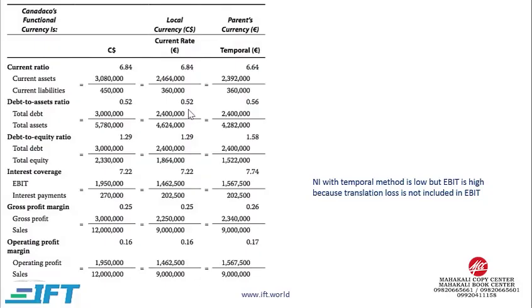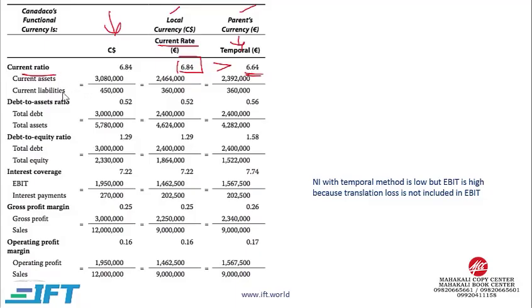In our example, the foreign currency strengthened. So what is the impact on the current ratio? The current ratio is current assets over liabilities. The first column simply gives numbers in Canadian dollars, and then the second column gives the ratios assuming the current rate method, and this column gives the ratios assuming the temporal method. Why is the current ratio using the current rate method greater than the current ratio using the temporal method?